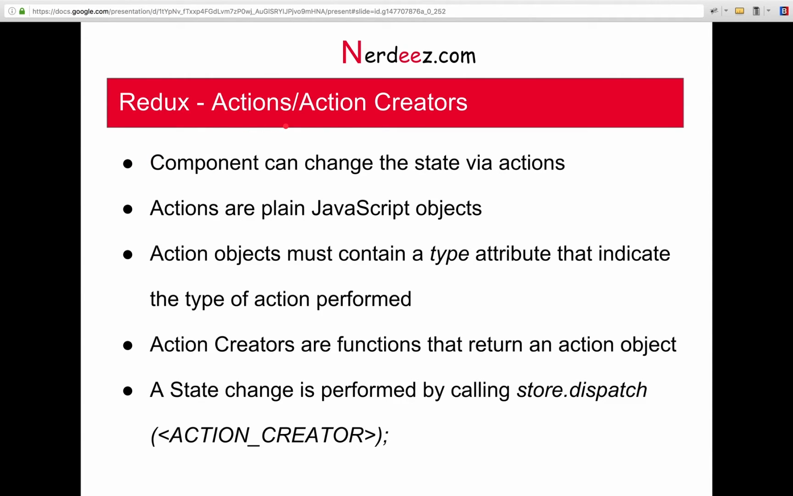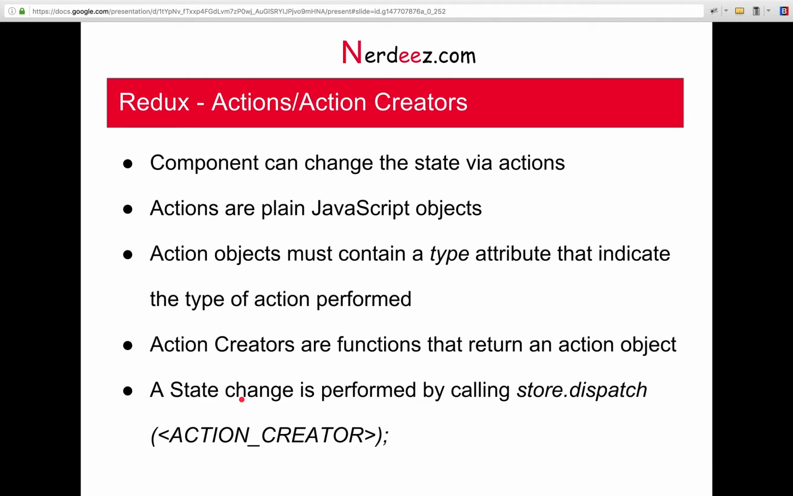Okay, so let's talk about actions and action creators. We talked before that components can change the state of our app with actions. Actions are plain JavaScript objects, and those objects contain a type, which is the type of action and is a string, and contain a payload, which is data we send with the action. So an action is an object. So what is an action creator? An action creator is simply a function that returns an action object.